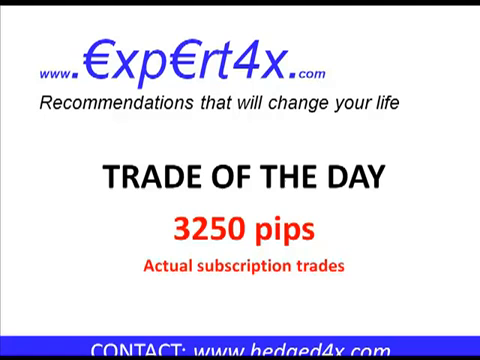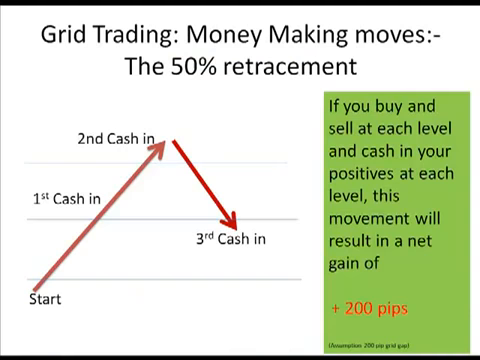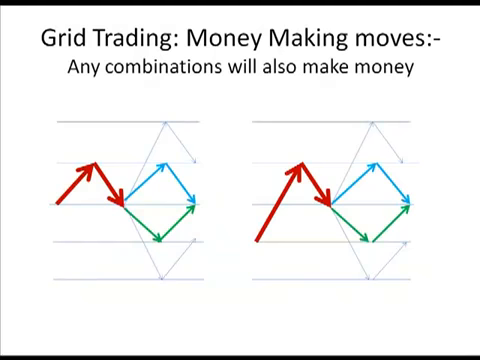Those have now been overcome subsequently by using 2 trading accounts. So you use one account for buys and one account for sells, and the FIFO rule is no problem because we cash in the first transaction at all times. So just a reminder, your first money making formation is the 100% retracement, and the second money making formation is the 50% retracement. Okay, so we can make money using any of these combinations.